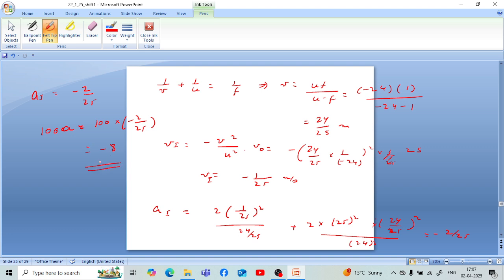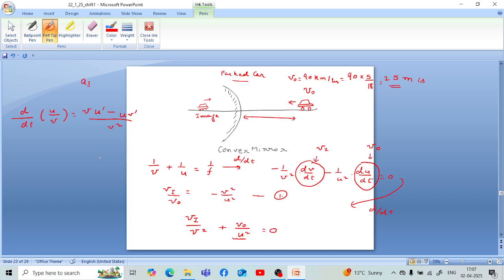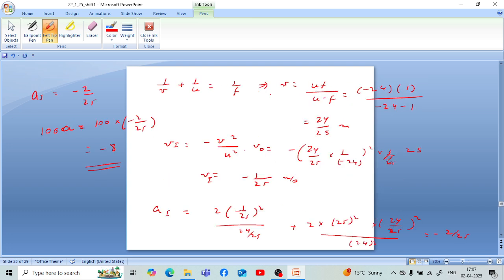The minus sign is there because in this mirror, the car seems to be moving towards the right hand side, which is opposite to the incident ray. The acceleration is in the rightward direction, so the direction of acceleration is opposite to the direction of the incident ray. That's why the sign is negative here. So minus 8 is the answer. If we concentrate on the magnitude part only, the magnitude of 100a is 8.